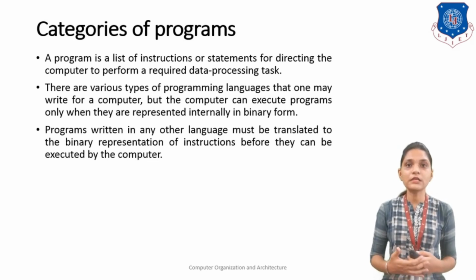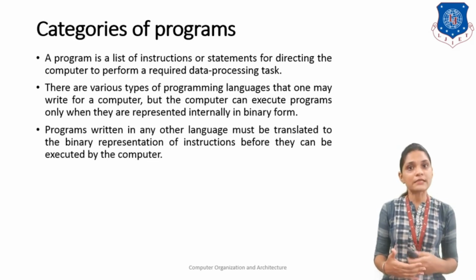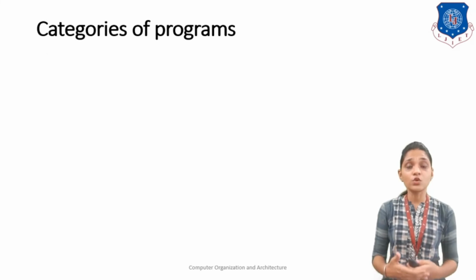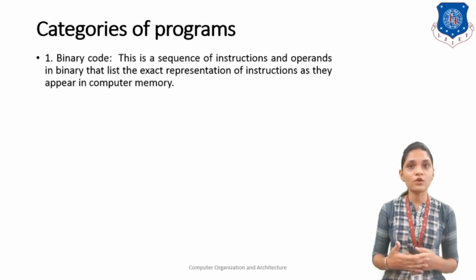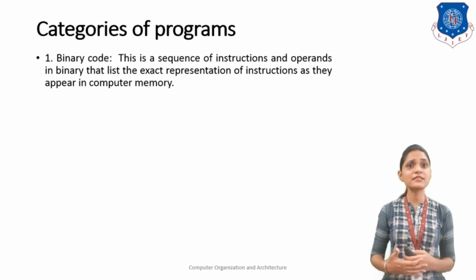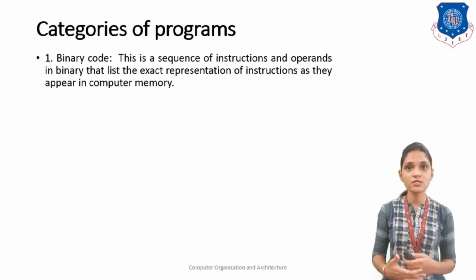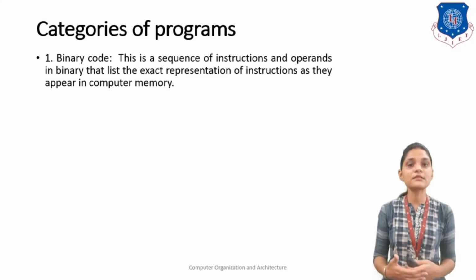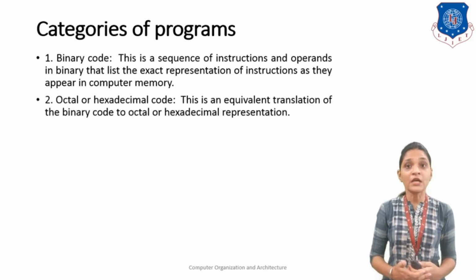The program written in any other language must be translated into the binary representation of the instructions before it can be executed by your computer. So let us see the different categories of programming. The first category is the binary code. This is the sequence of instructions and operands that you have stored in binary form, which lists the exact representation of your instructions as they appear in computer memory.